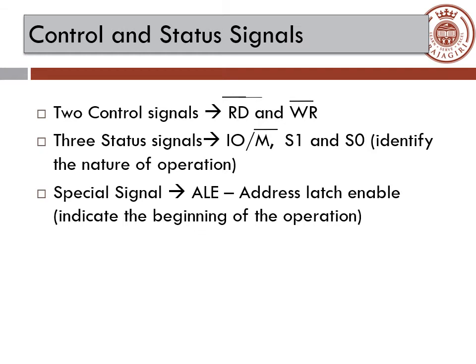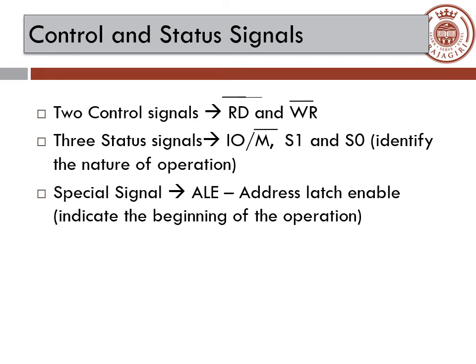Out of these three status signals, the first status signal is IO bar M bar, which is used to identify whether you are going to perform an input output operation or a memory operation. If that bit value is 0, you are going to perform a memory operation. If that bit value is 1, you are going to perform an IO operation. And using the two other signals, S0 and S1, you will determine the nature of the operation.